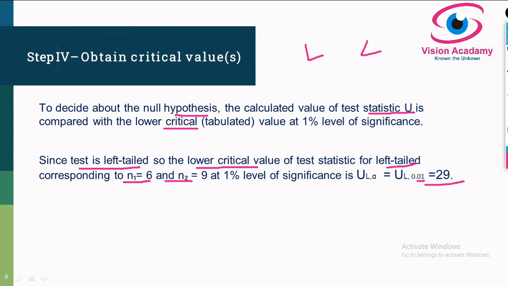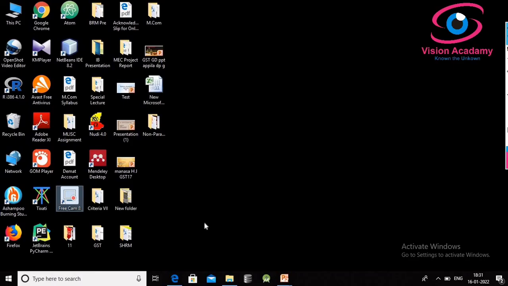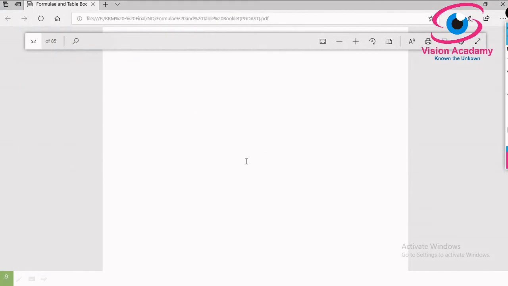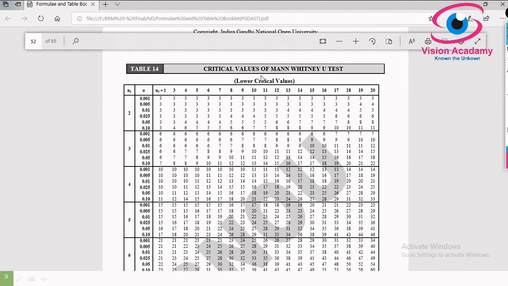I will show you how I have obtained this value. Very importantly, you have to consider the lower critical value only for a left-tailed test. If it is a two-tailed test, we have to consider both the lower critical value and the upper critical value. If it is a right-tailed test, we only consider the upper critical value.